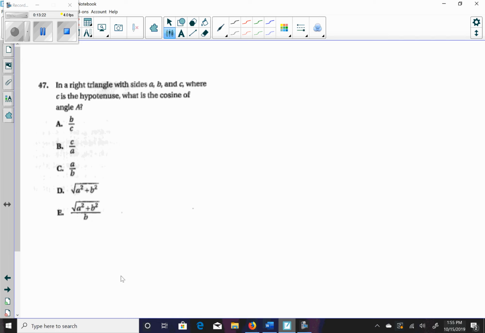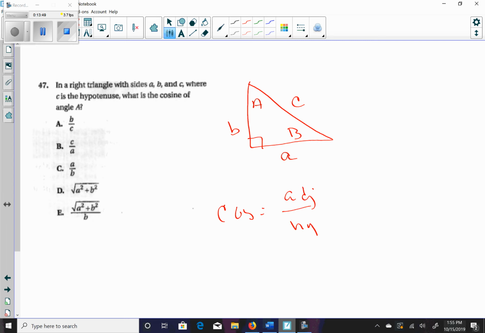47, again, another right triangle. A right triangle with sides A, B, and C, where C is the hypotenuse. So when I'm going to draw this triangle, if I call this angle A, the side opposite of A will be little a. If I call this angle B, the side opposite of B will be little b, and C is always my hypotenuse. It says, what is the cosine of angle A? So remembering what we just did, SOHCAHTOA, we said the cosine is the adjacent over the hypotenuse. So in this case, if I'm looking from angle A, the adjacent is B, and the hypotenuse is C. So my correct choice is going to be letter A.